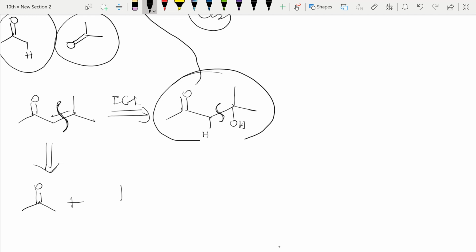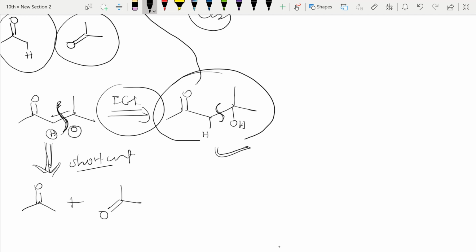Ketone we will get, and here a double bond to O. You just put O here, and here you just satisfy it with hydrogen. Like this you can disconnect, right? So you can disconnect like this also, by telling the name functional group interconversion, or directly you can disconnect like this. This will be a shortcut method. I hope you are getting it.